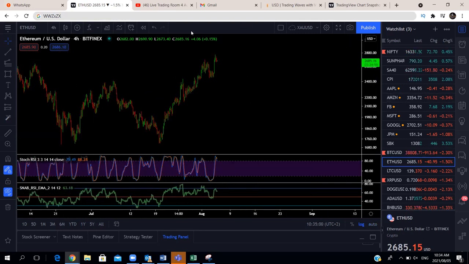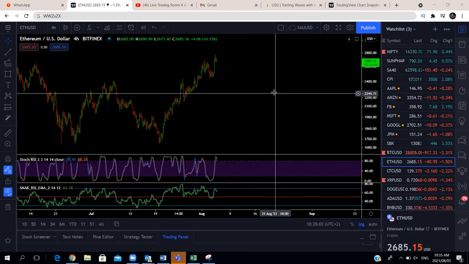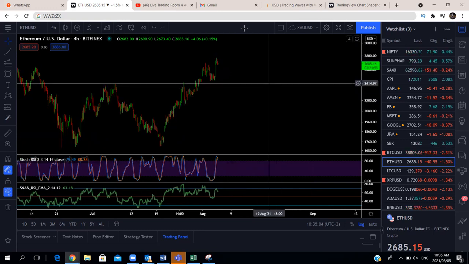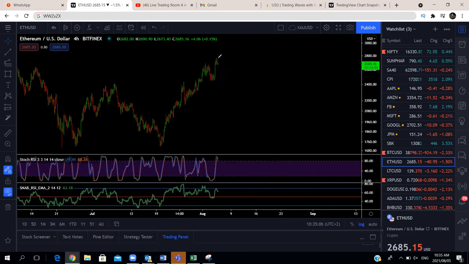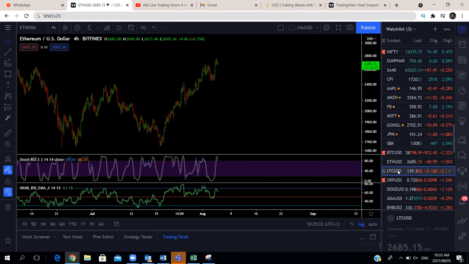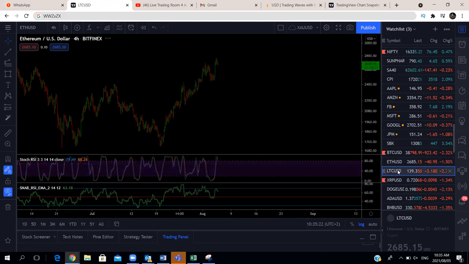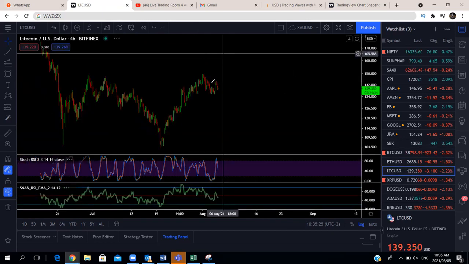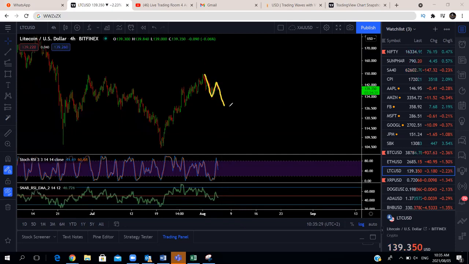So Ethereum on the 4-hour, what we're seeing here is divergence, but that divergence will be invalidated if we see this one breaking out here. So we've got a move up here. We're expecting a 3-wave pullback, and that will be a continuation pattern to the upside there. Litecoin, 1, 2, 3, and continuation to the upside.